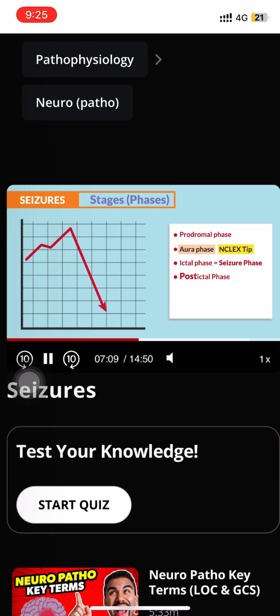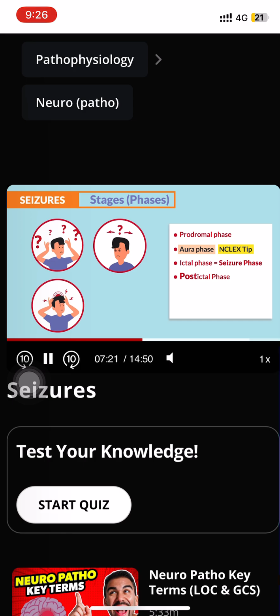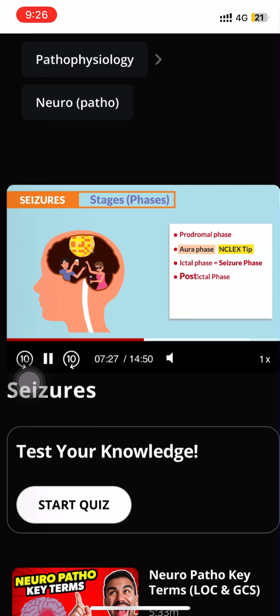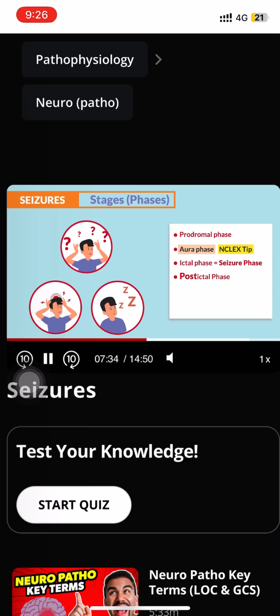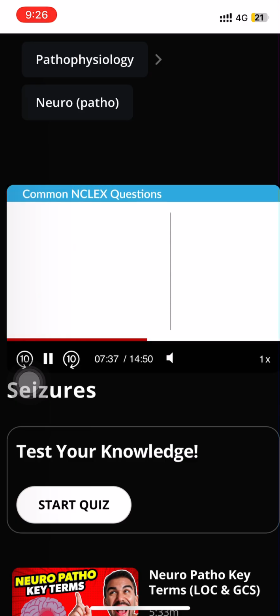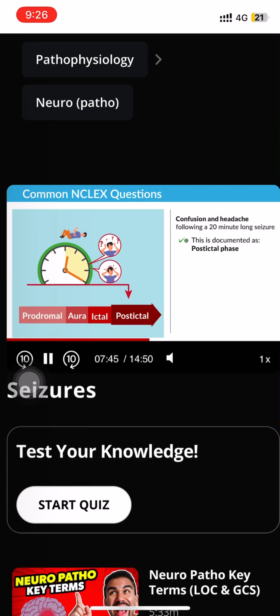Remember, what goes up must come down. We go from that high brainwave activity, those fireworks in the ictal phase, to very low brainwave activity. So we see confusion, disorientation, major headaches, and typical feelings of tiredness or sleepiness. Just think post-party phase. Since it was like a party in the brain, and now you're left hungover, confused, with a headache, and tired and sleepy. A common NCLEX question talks about confusion and headache following a 20-minute long seizure. We document this as the post-ictal phase.